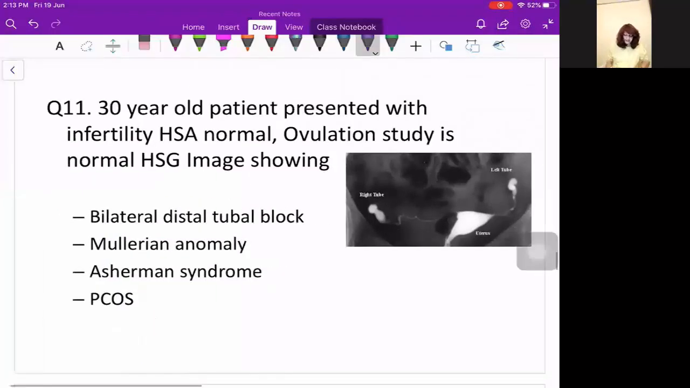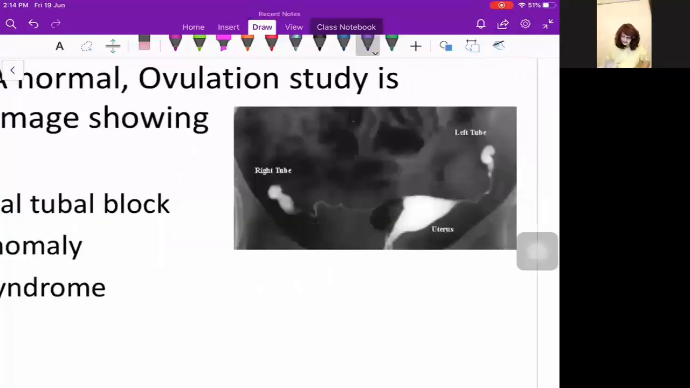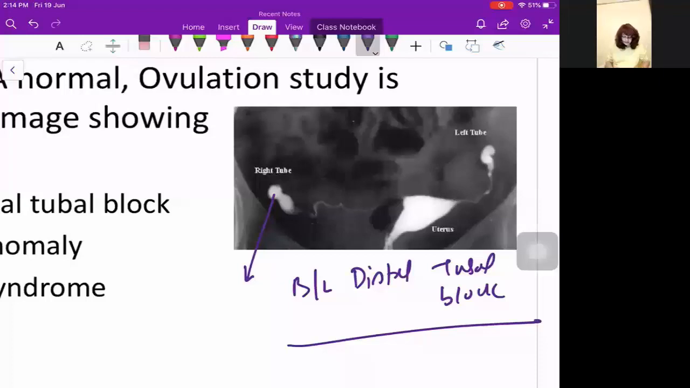Next. A 30-year-old patient presented with infertility, semen analysis is normal, ovulation study is normal, and hysterosalpingography shows an image like this. Is it bilateral distal tubal block, or Mullerian anomaly, or Asherman syndrome, or PCOS? In this image, there is no free spill, and the distal end of the fallopian tube looks blocked. So this is bilateral distal tubal block, presenting with infertility.